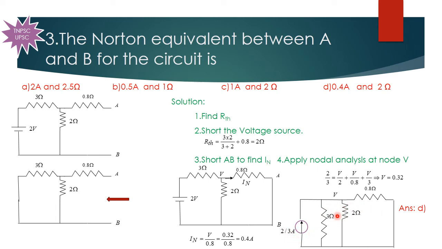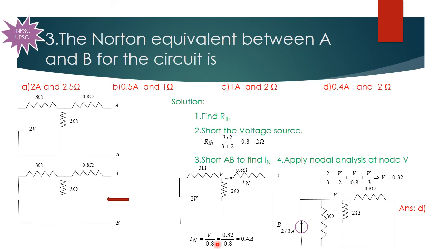Then after that, we have to apply the nodal analysis. So nodal analysis means here we are going to apply Kirchhoff's current law. According to Kirchhoff's current law, the sum of the incoming current is equal to the sum of the outgoing current. So this is the node, the incoming current is this 2 by 3 ampere. The outgoing current is the current flowing through the 3 ohm resistor, the current flowing through the 2 ohm resistor and the current flowing through the 0.8 ohm resistor. So we can write V by 2 plus V by 0.8 plus V by 3. So on simplifying it, we will be getting V is equal to 0.32.